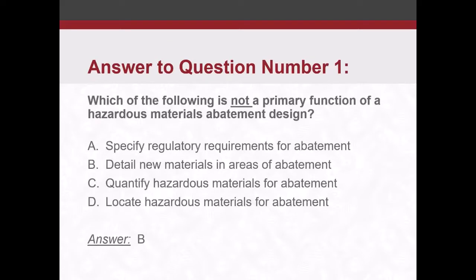Okay, so question 1 was, which of the following is not a primary function of a hazardous materials abatement design? The answer there is B, detailing new materials in the areas of abatement. So that comes with other trades, other designers will identify those. The abatement design will cover the other 3 items on that list.